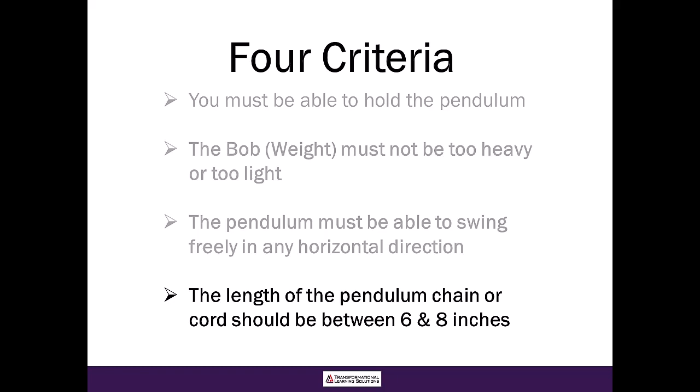You would think from this then that a really long one would be best. But remember, you have to be able to hold the pendulum comfortably to use it. And really long ones are very awkward to hold comfortably. You need an awful lot of space to dangle them in. A good length for a pendulum is between 6 and 8 inches.